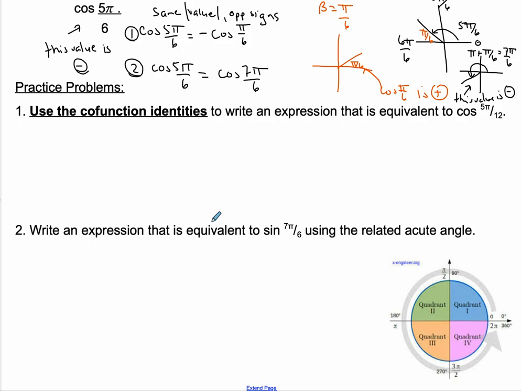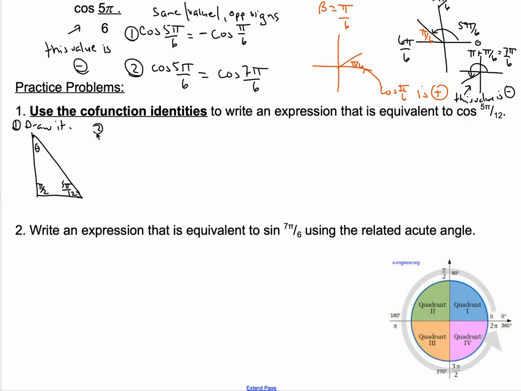Okay, so for number 1, when it says to use the cofunction identities to write an expression that's equivalent to the cos of 5 pi over 12, I would say draw a triangle. You know the cofunction identities belong inside of a triangle. So my first step here is going to be to just draw this. Okay, because I know right here is pi over 2. And then I'm going to call this here 5 pi over 12. Okay, and then this is going to be my missing angle. So the first thing you do is draw it.